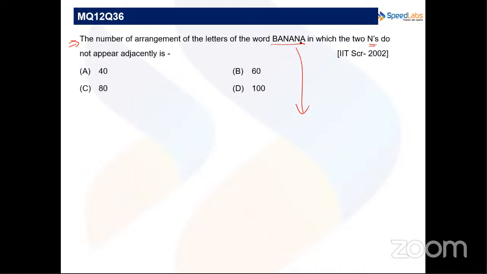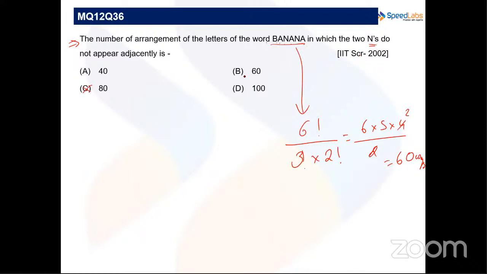1, 2, 3, 4, 5, 6. That will be 6 factorial upon 3 factorial into 2 factorial. That will be 6 into 5 into 4 upon 2. So this will be 60 ways. In 60 ways we can arrange it. Okay, so 80 cannot be the answer.